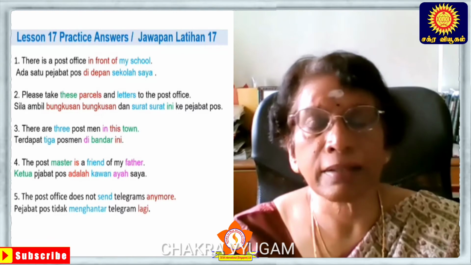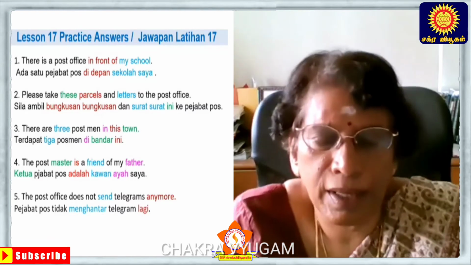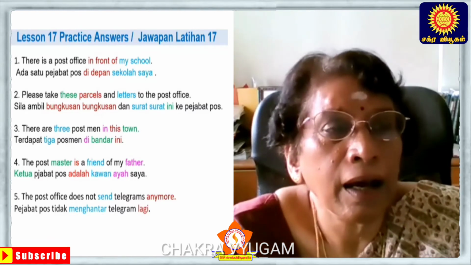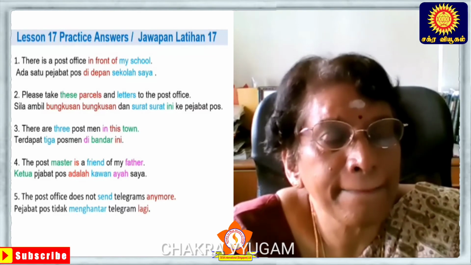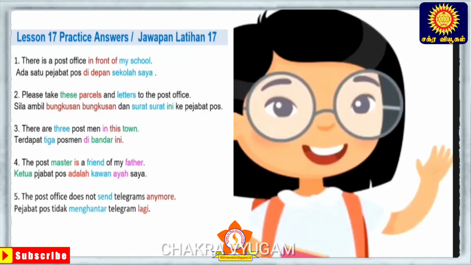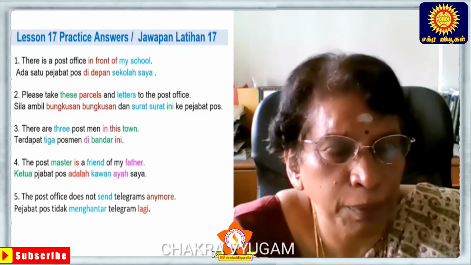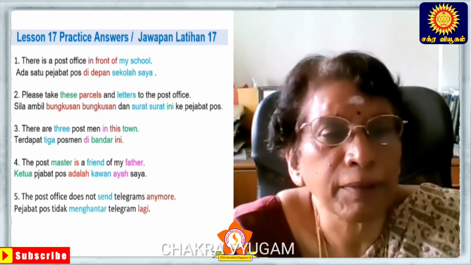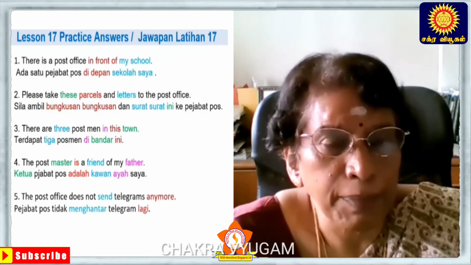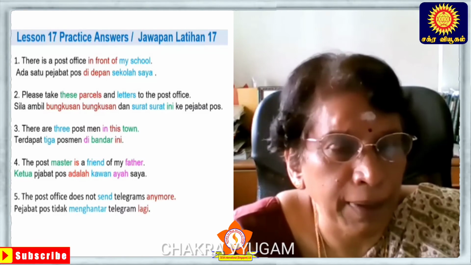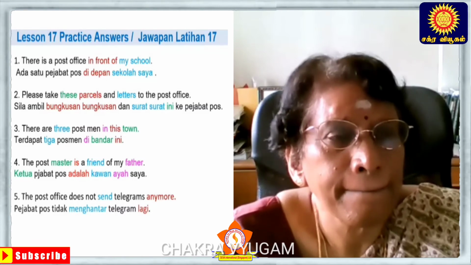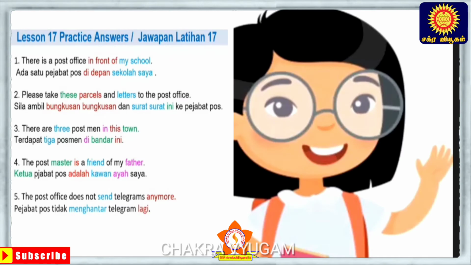All right, these are the answers from last week's exercise. Please read the Malay. Satu, ada satu pejabat pos di depan sekolah saya. Okay, the thing to remember is pejabat pos and di depan. I'm re-emphasizing some of the prepositions we learned in front. Di depan. Okay. Dua, sila ambil bungkusan dan surat-surat ini ke pejabat pos.